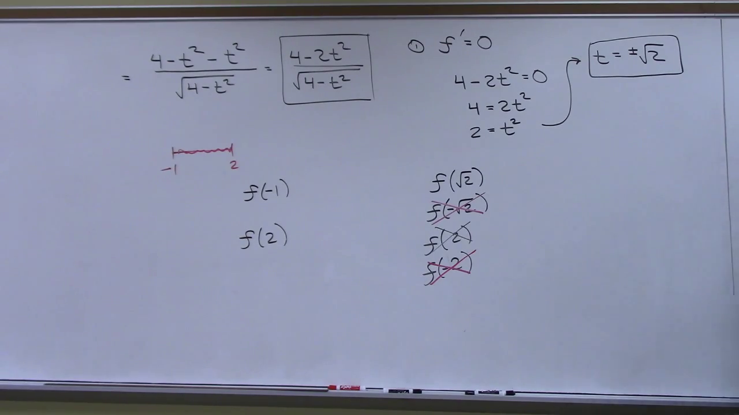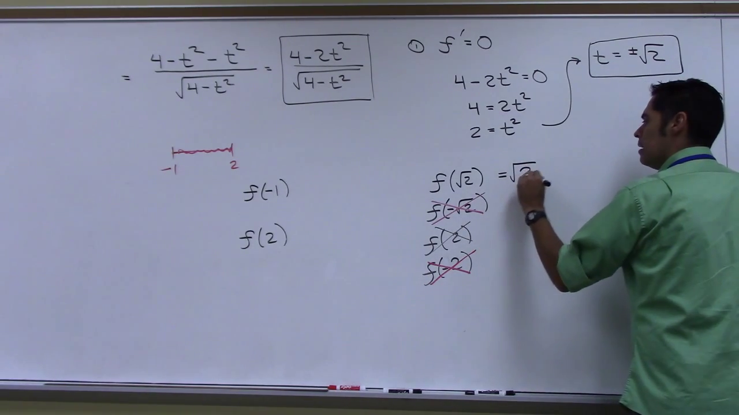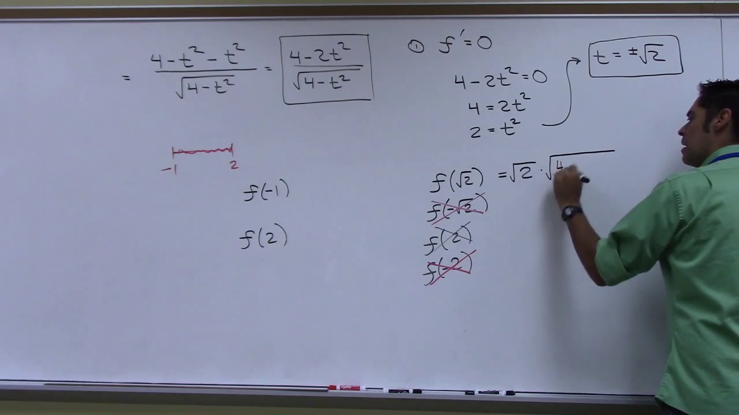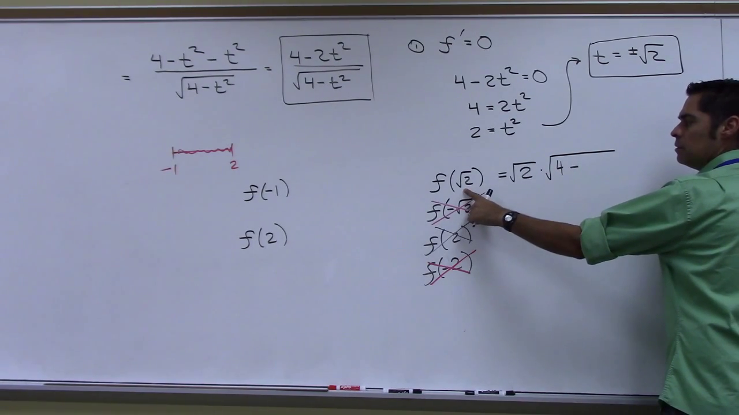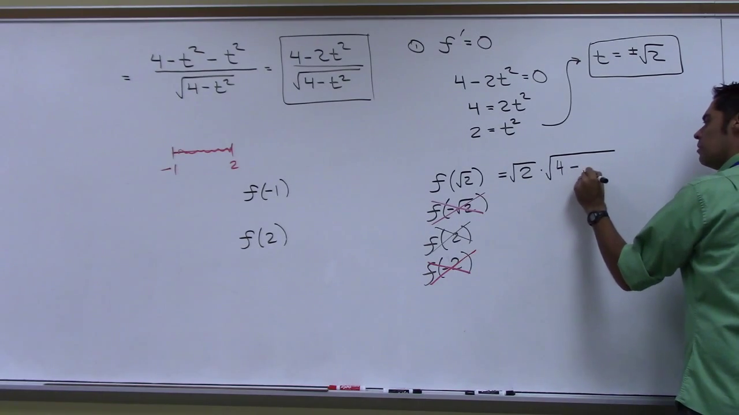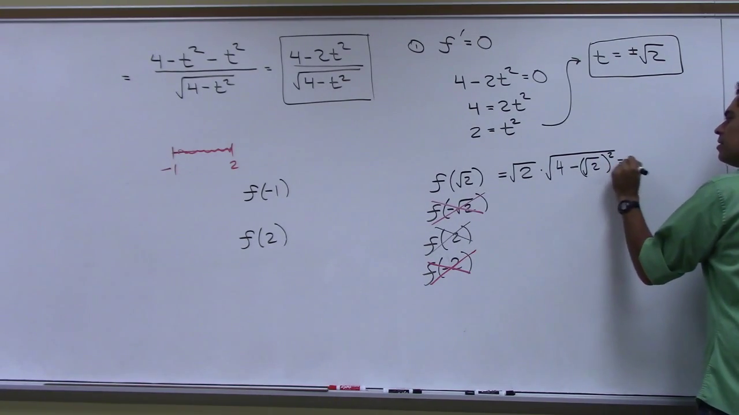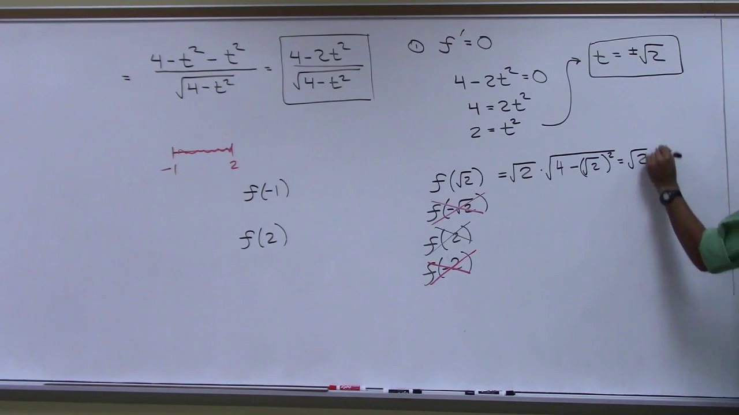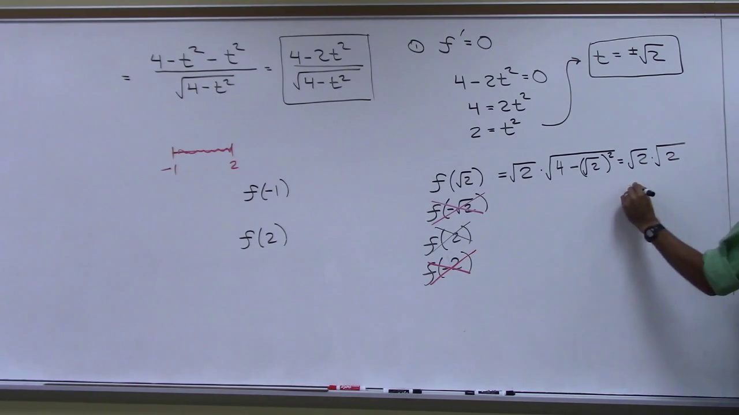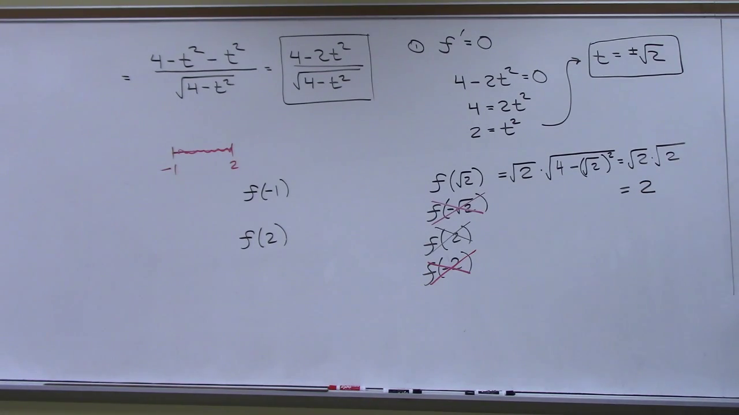So let's plug these into the original function. The original function was t root 4 minus t squared, right? So in this case, it would be root 2, that's t, times square root of 4 minus, what's this squared? 2. This is root 2 times root 2, which is 2. That's if you're adding, right? It would be. So this is root 2 times root 2, that's the same as root 4, which is just 2. So when you plug in root 2, you get 2.